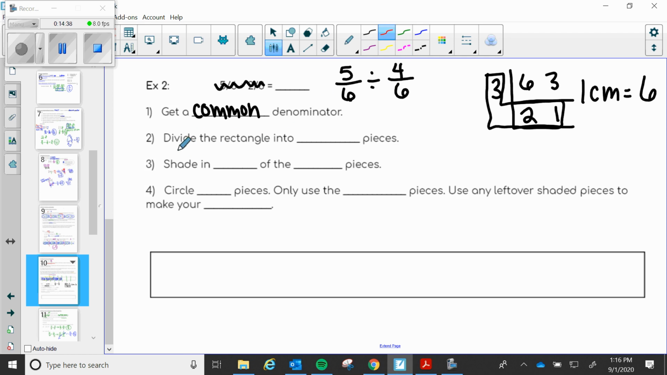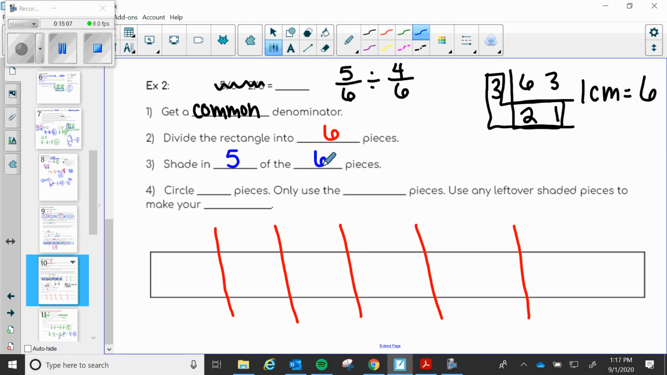So now let's move on to step 2. We're going to divide our rectangle into 6 pieces because we're getting that number from our common denominator. So let's break this up into 6 pieces. 1, 2, 3, 4, 5, 6. 1, 2, 3, 4, 5, 6. Perfect.